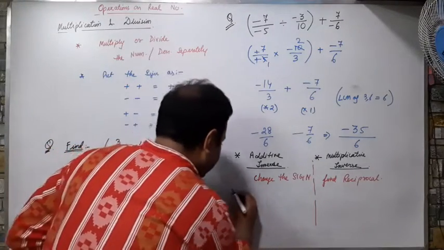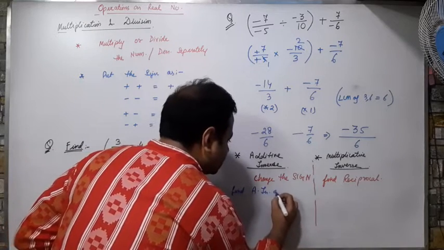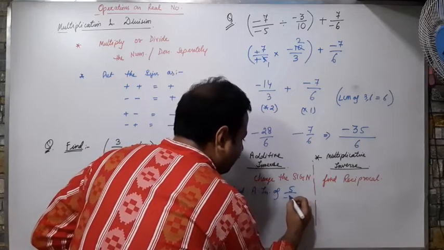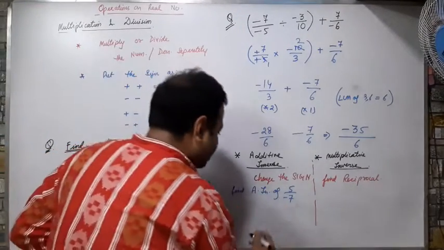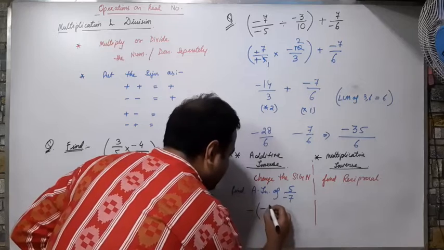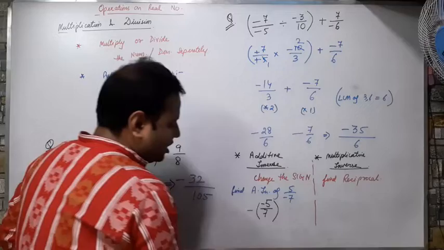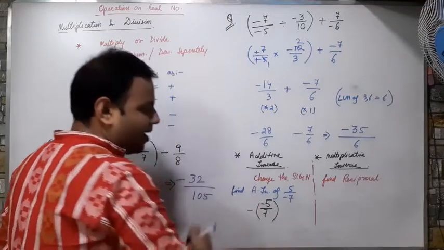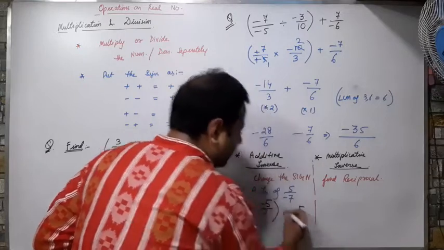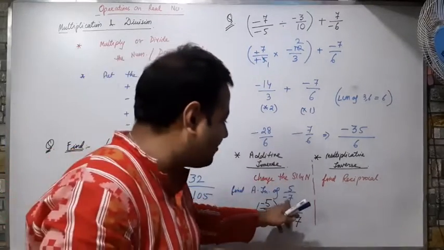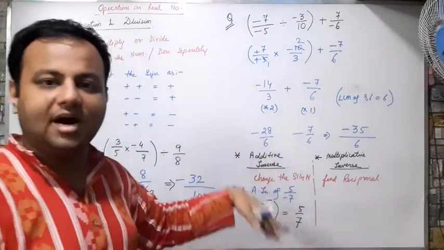Therefore, if I say find the additive inverse of 5 by minus 7, what will be the answer? For this 5 by minus 7, I will put a minus in front because I have to change the sign. So what will be minus minus? Minus minus will be plus. So the answer is 5 by 7. Means I will just change the sign of it. The minus will become plus and plus will become minus.